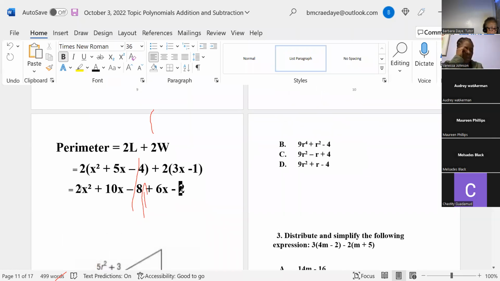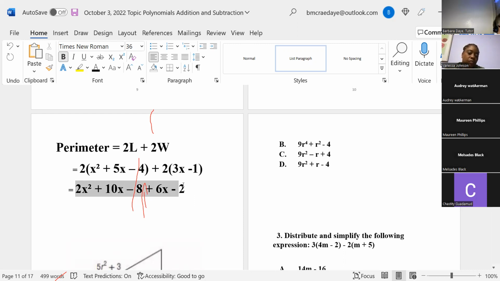Because Audrey gave us the right answer, but I'm asking you, if you combine the like terms, in other words, they have the same variable, the same power, what can you combine here? You can combine 8 and 2. Minus 8, minus 2. What else can you combine? You can combine 10x and 6x. Very good. Now, tell me what your answer is.